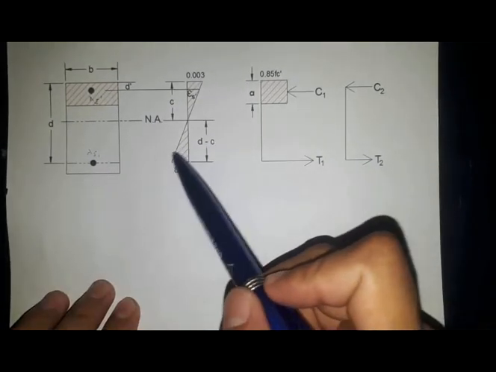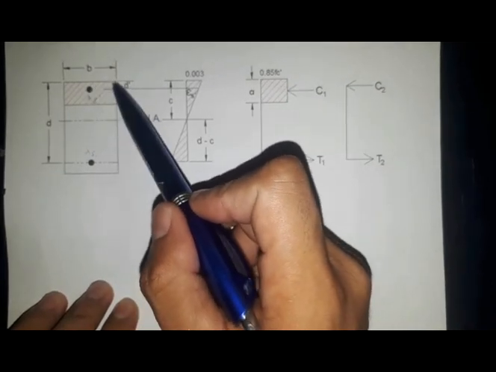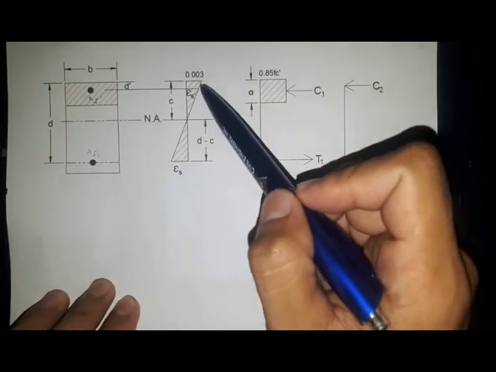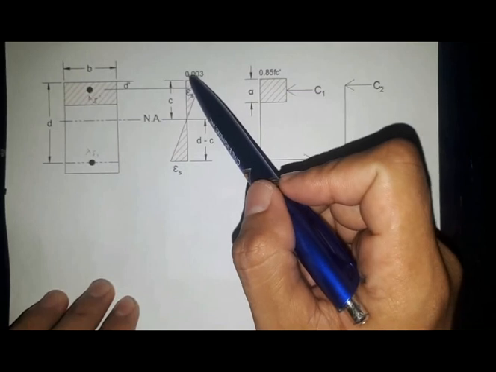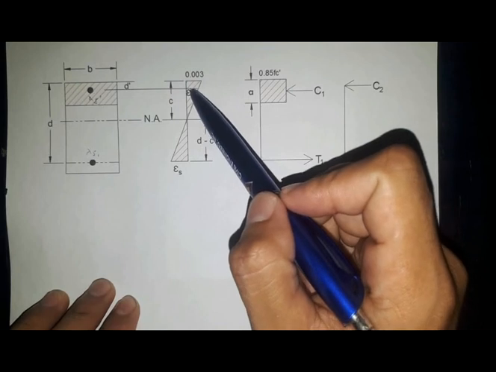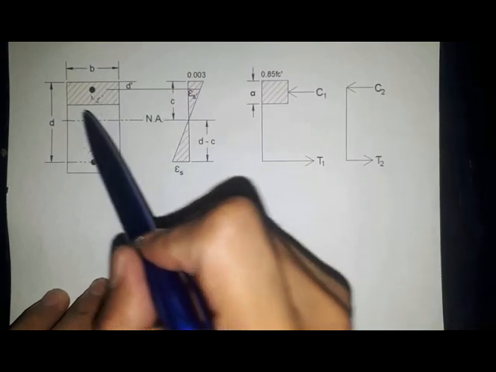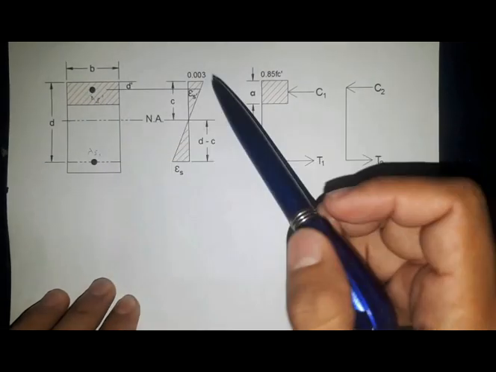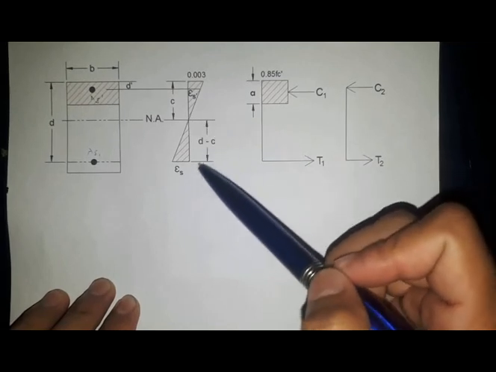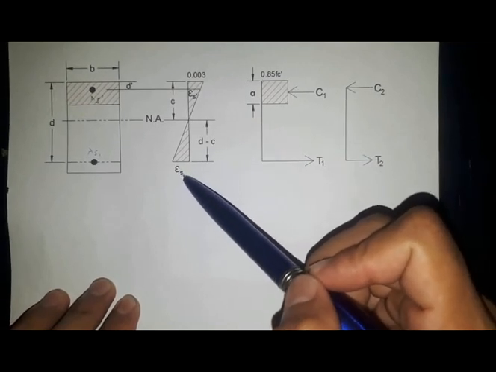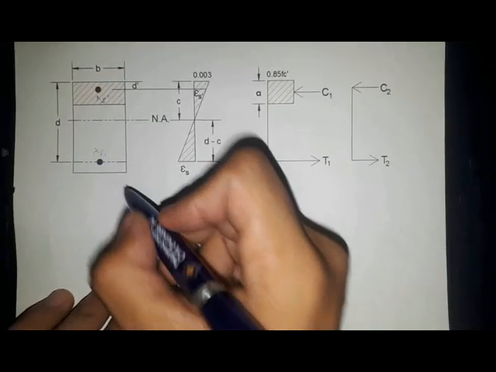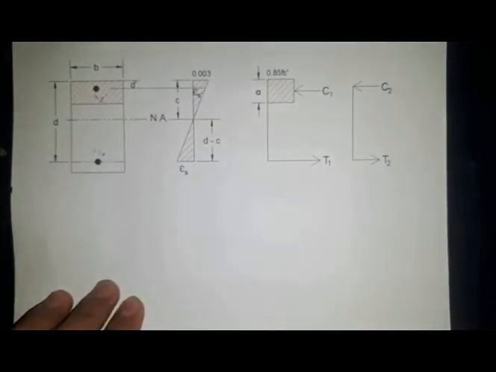So ito yung dagdag natin yung D prime. So, ito yung depth of compression block. Ito yung A. So, ito yung strain diagram niya. So, the maximum strain for the concrete block is 0.003. Ito yung strain naman ng compression bars. Ito yung depth of the neutral axis. So, this is D minus C. And this is the strain naman ng tension bars. So, ito. Pwede natin AS yan for simplicity.